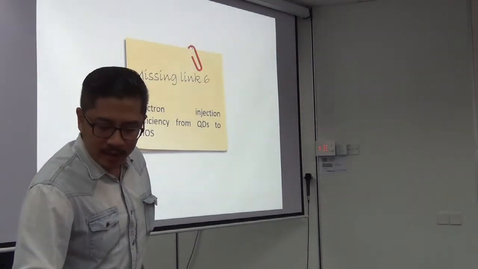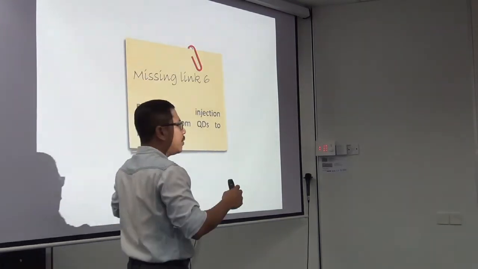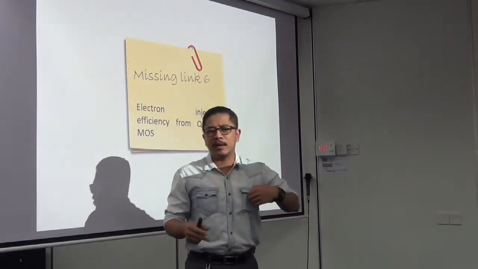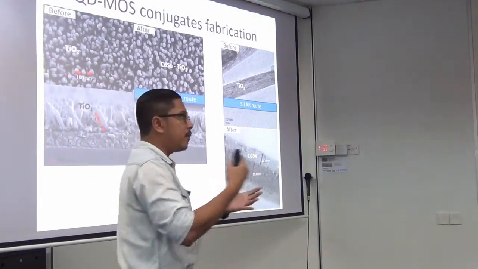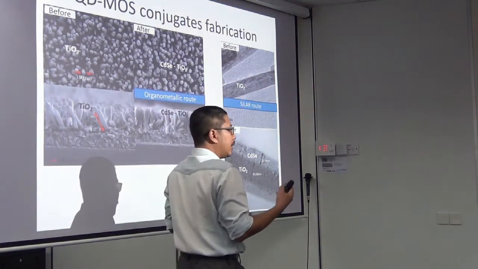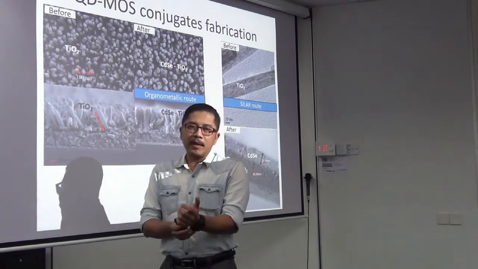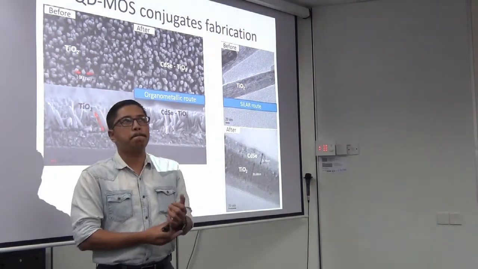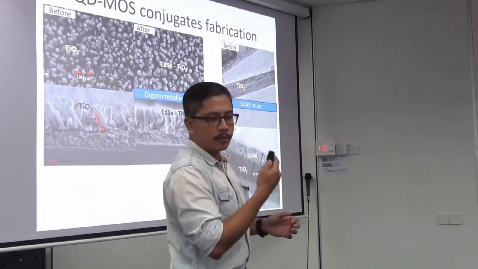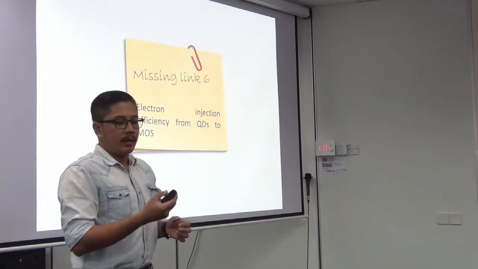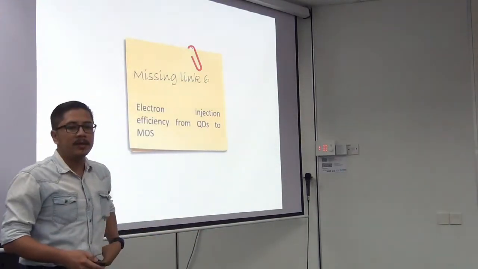Okay, this is the final missing link in quantum dot solar cell, which is the electron injection efficiency from the quantum dots to metal oxide semiconductor. So last week we have learned how we could fabricate the layer of quantum dots onto the surface of metal oxide semiconductor. So after we have managed to fabricate the layer, it's time for us to study the ability of the excited state electron to be injected from the quantum dots to metal oxide semiconductor.